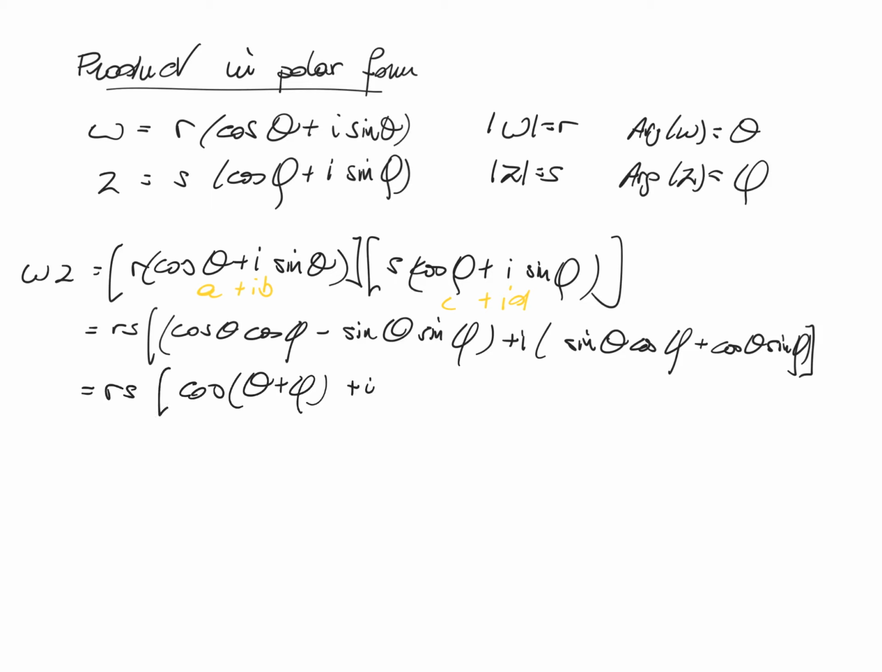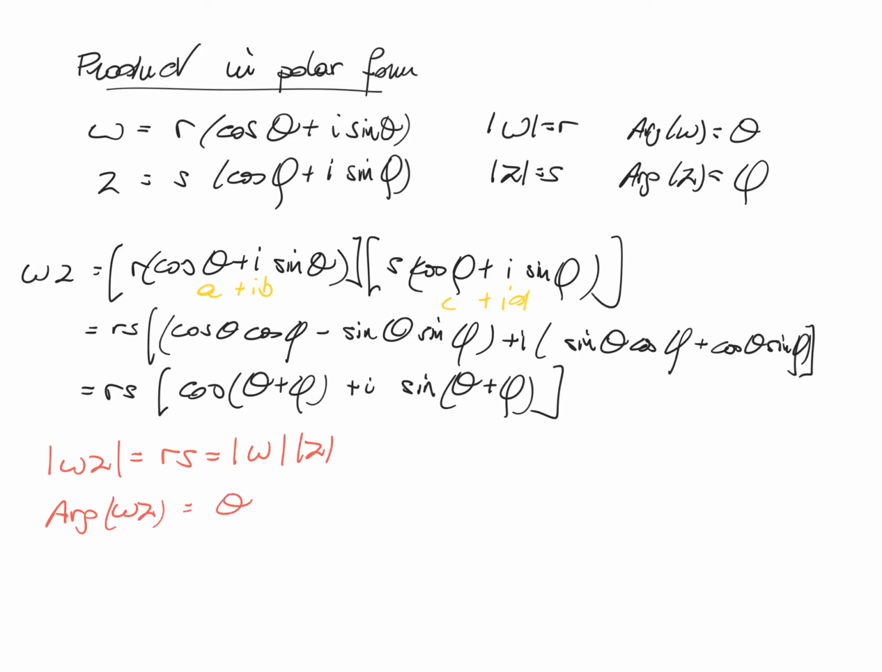And the other one here, sine theta cosine phi plus cosine theta sine phi, this is equal to sine of theta plus phi. What we then see is that the modulus of w times z is r times s. So it's just the modulus of w times the modulus of z. And for the argument of wz, the angle in the complex number, in this case is theta plus phi, which is the argument of w plus the argument of z.